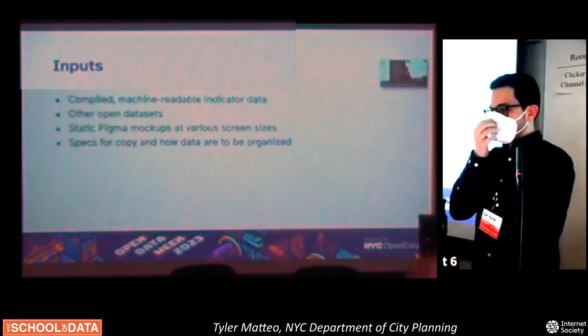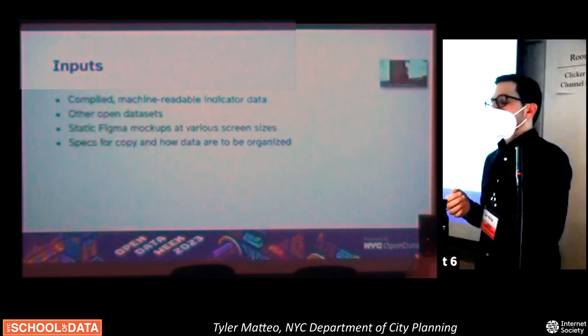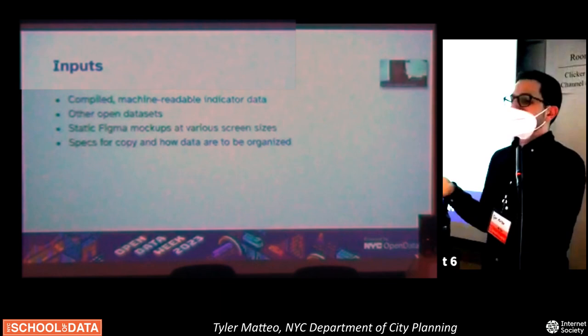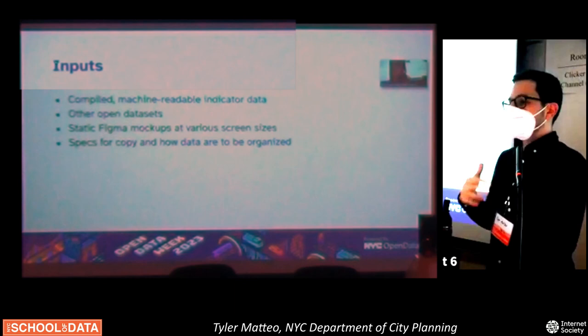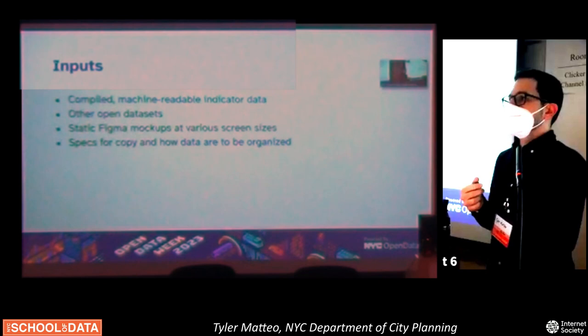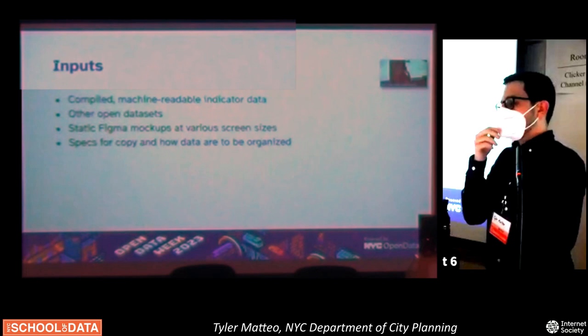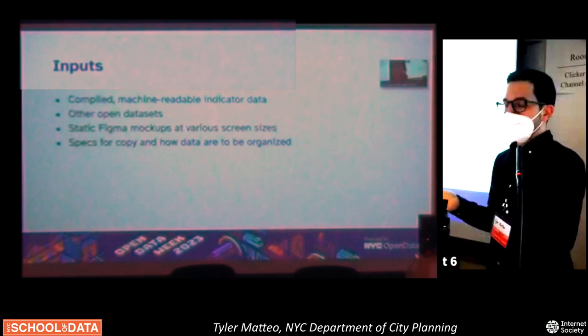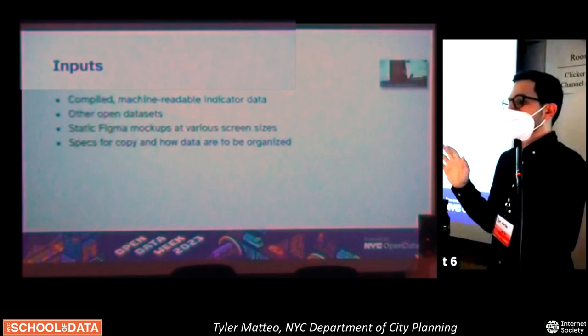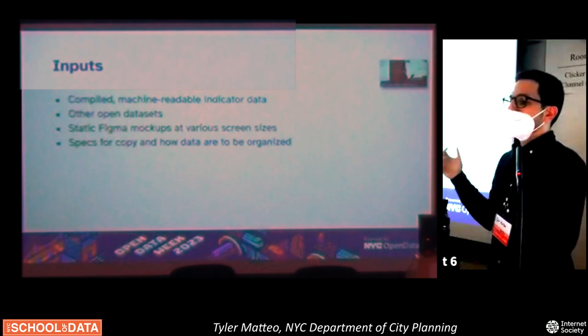So as an engineering team, we thought about what our inputs were. What were we starting with to work on this project? Up front, we knew the data for all these different indicators, the things that you've heard about. We knew we'd be getting that data in a pre-aggregated, compiled, machine-readable data format from our wonderful data engineering team at DCP. I think some of them are here. So we knew we would have that. We knew we would be leveraging other open data sets, mainly for things like geographies for rendering on maps. We knew we'd be getting those Figma mockups that James showed to guide how we're building the front end experience. And lastly, we knew we'd be working closely with various teams to spec out how the copy and labels and metadata would be organized within the interface.